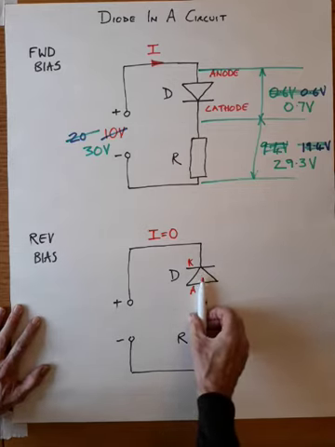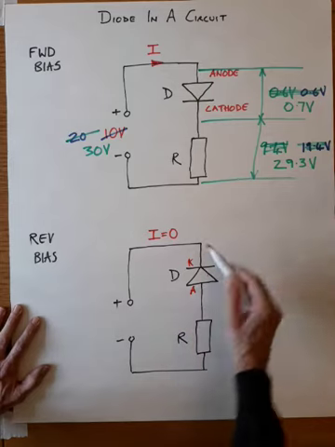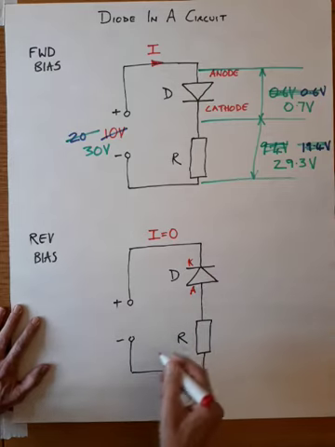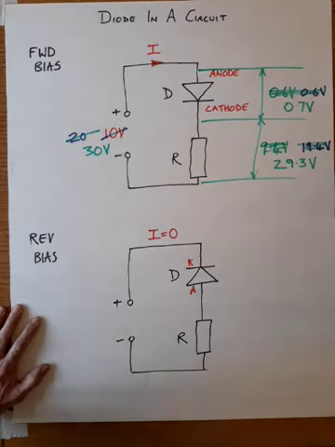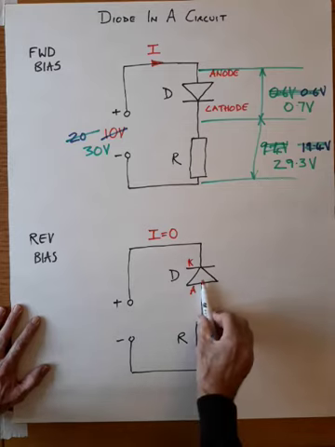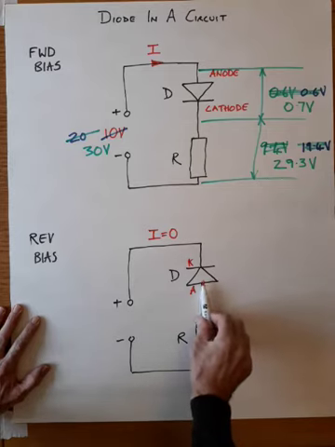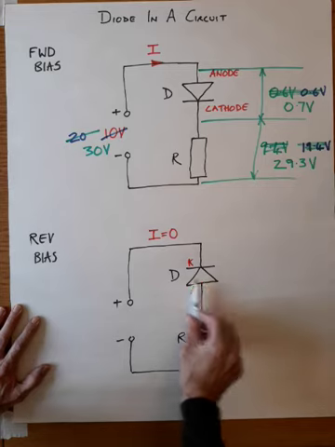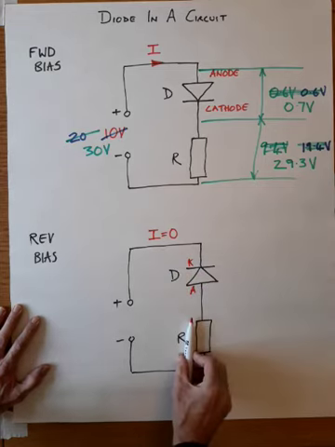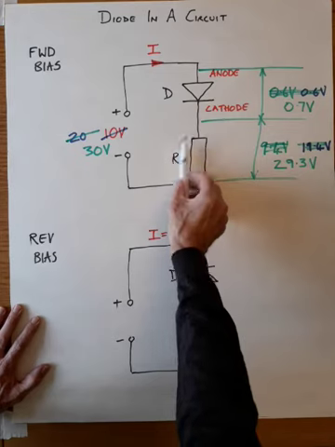The truth is, in the real world, this will have a current going through it, but it will be in nanoamps, 1,000 millionths of amps. It's so small, it's negligible. It doesn't matter. So in reverse bias, we have no current flow. In forward bias, we have current flow.